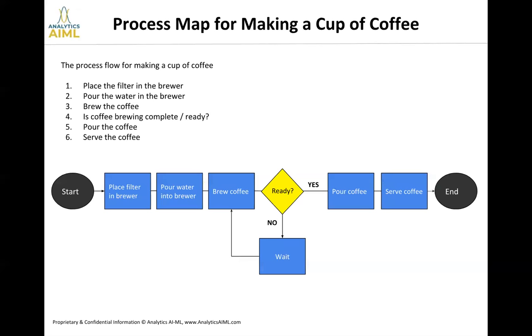So you wait. Is it ready? Yes. If it's ready, then you go ahead and pour the coffee, and then you serve the coffee, and that ends the process. In cases where you look at the brewer and it's still percolating, it hasn't completed its steps, then you have to wait. So you're constantly going back and waiting to make sure that the coffee has completed the process. So those are the high-level steps in process mapping. In this particular case, making a cup of coffee.